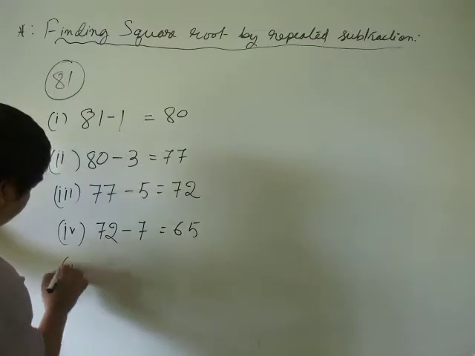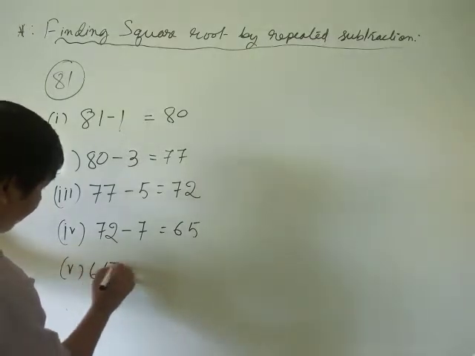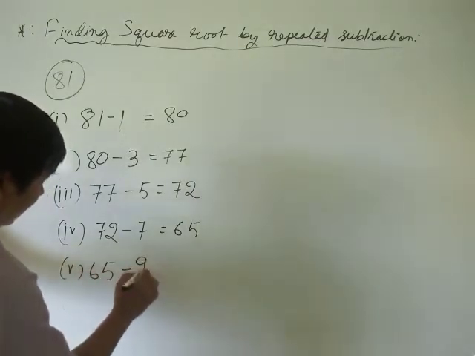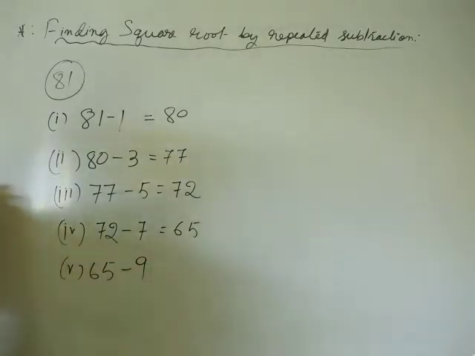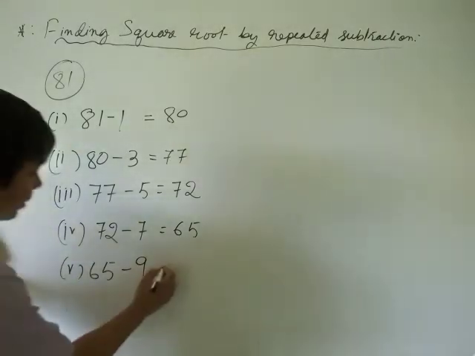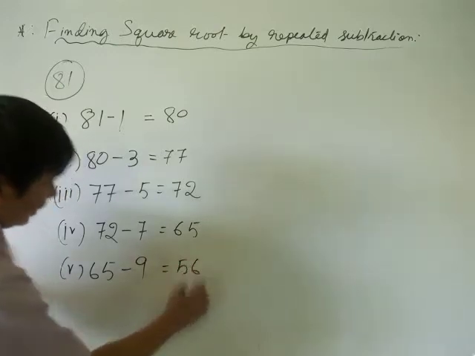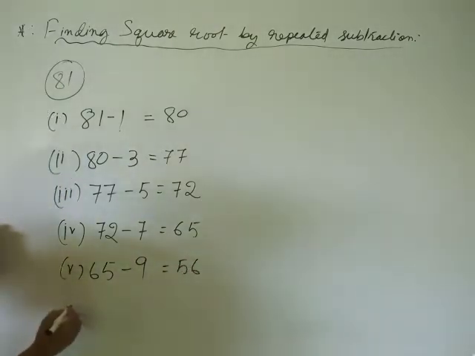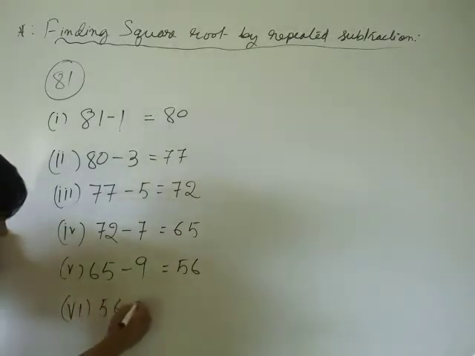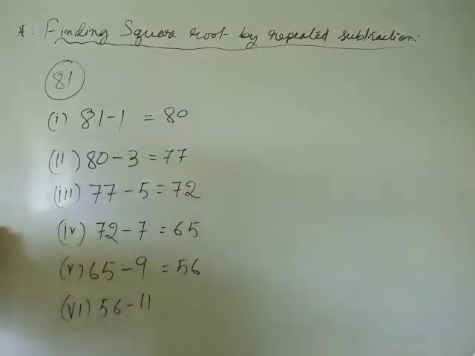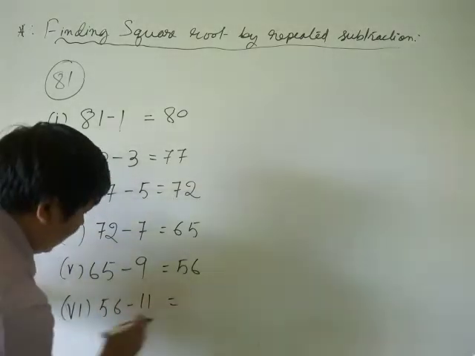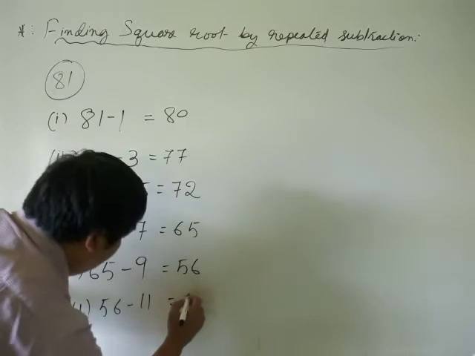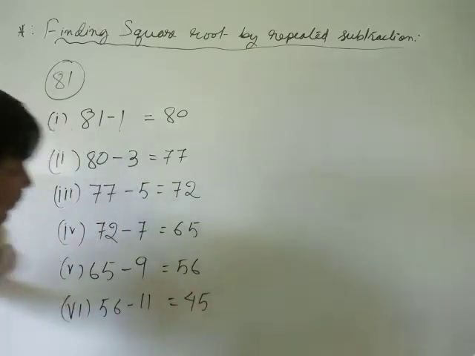Then next step we have 65 minus 9. If you subtract 9 from 65, we get here 56. Then step 6, 56 will be minus 11. The next odd number is 11, isn't it? If you subtract 11 from 56, how much do we get here? We get 45. Yes.